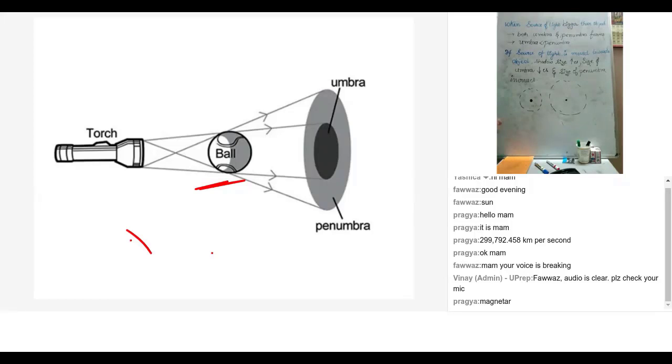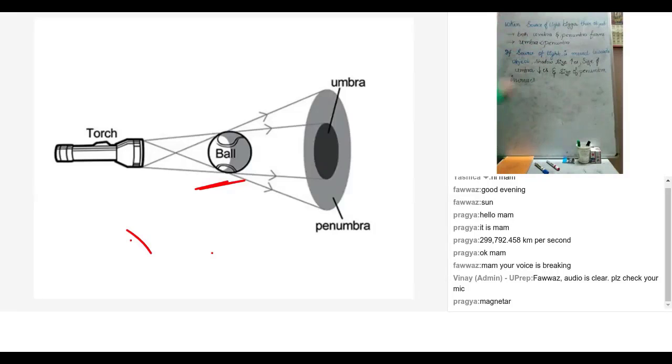Ma'am, that means when you bring the object and the source together, nearer, that time the penumbra increases and the umbra becomes smaller, right? Decreases, exactly, dear. And vice versa. I mean, the reverse happens if you just change the thing.